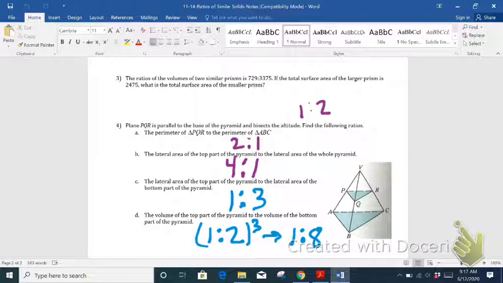So our answer for this, when it asks us the volume of the top part of the pyramid to the bottom part of the pyramid, we're going to go with 1 to 7, because now we're not comparing it to the whole thing, we're comparing the top part to the bottom part.